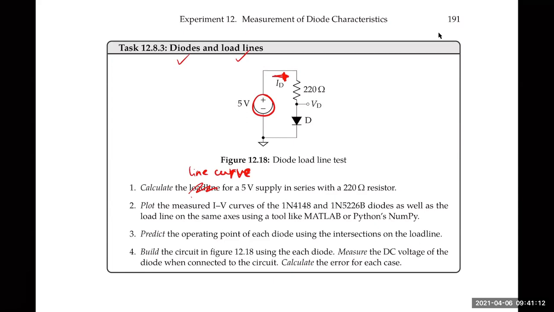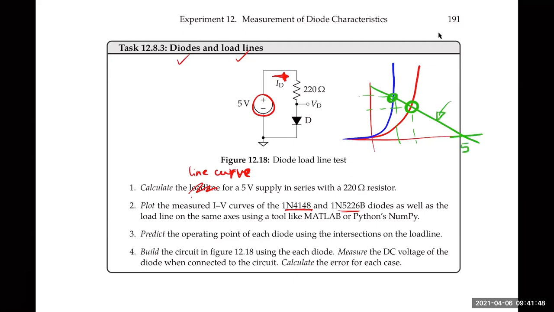And then you will plot the IV curves for the two different diodes, the Zener diode and the PN junction diode. You'll get a curve like this for the PN diode and a curve like this for the Zener diode. Then you can draw the load line here. From that, you can predict where these two circuits will operate, what voltage and what current, given this 5 volts. So this should be 5 volts, and the slope of this line will be minus 1 over 220 ohms. From this analytical curve, you can predict where the circuit will operate.